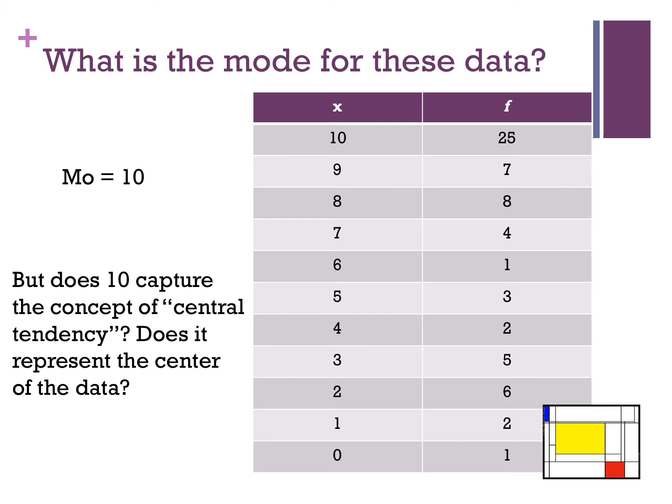Here is yet another distribution that underscores the limitation of the mode as an index of central tendency. 10 is clearly the mode for the dataset, but it's not near the center of the data. The mode for these data isn't very helpful as an index of central tendency.